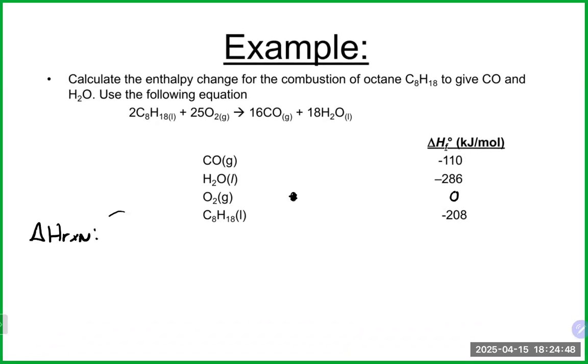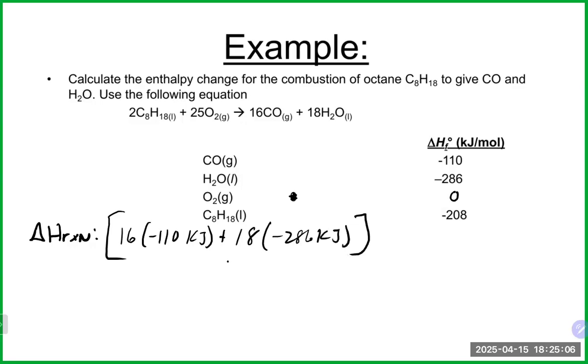On the product side, we got 16 of the carbon monoxides, each at minus 110. We're going to add it to our other one there, which is 18 of our waters, times our water there, which is minus 286 kilojoules. That's going to take care of all my products here.